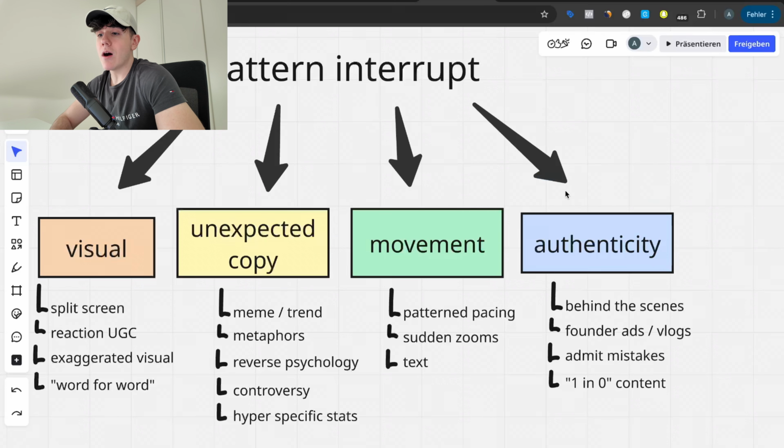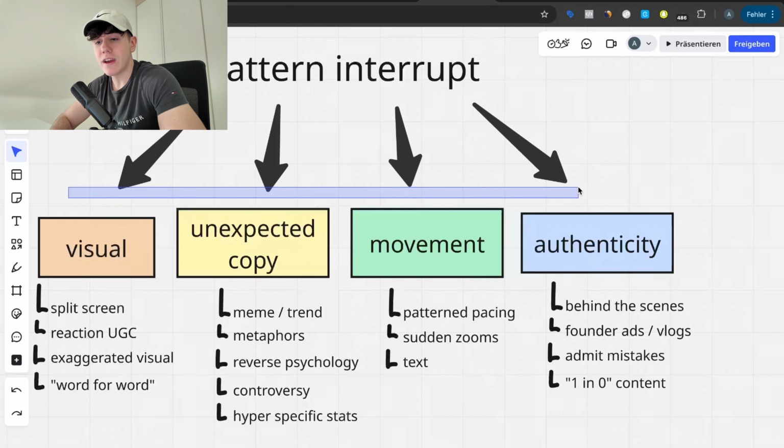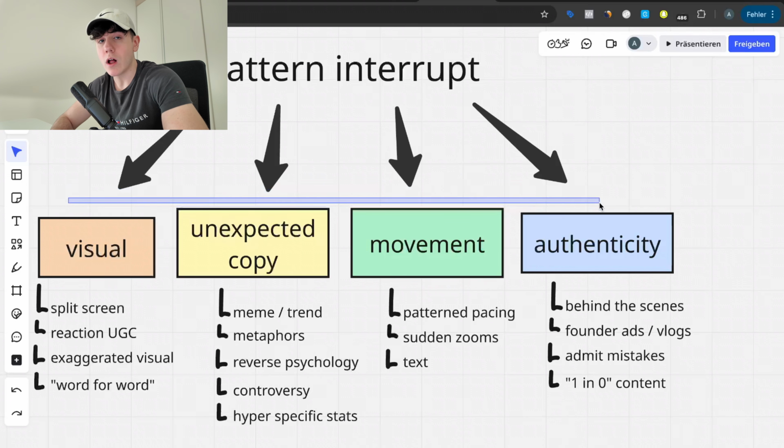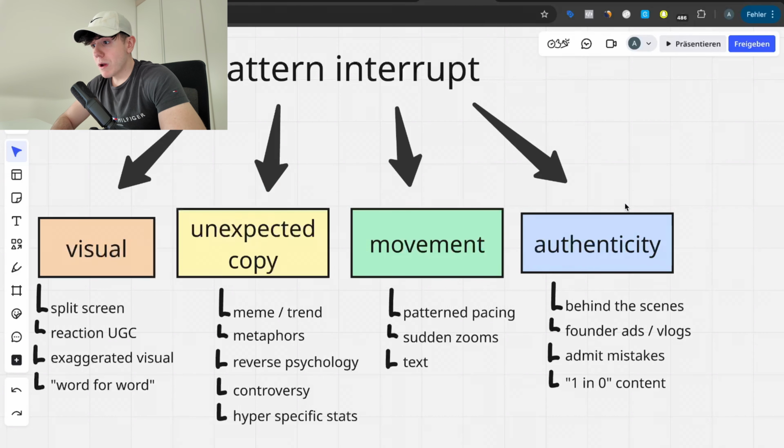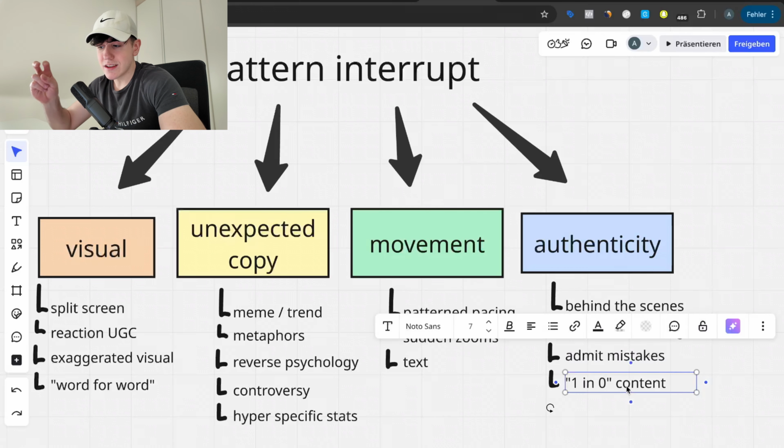What sets you apart? Now, if you're just really honest and transparent, this itself is a pattern interrupt that's working very well in marketing. And so what people specifically want to see is behind the scenes, founder ads and vlogs. You've got to admit your mistakes as a brand, and you've got to make 1 in 0 content.